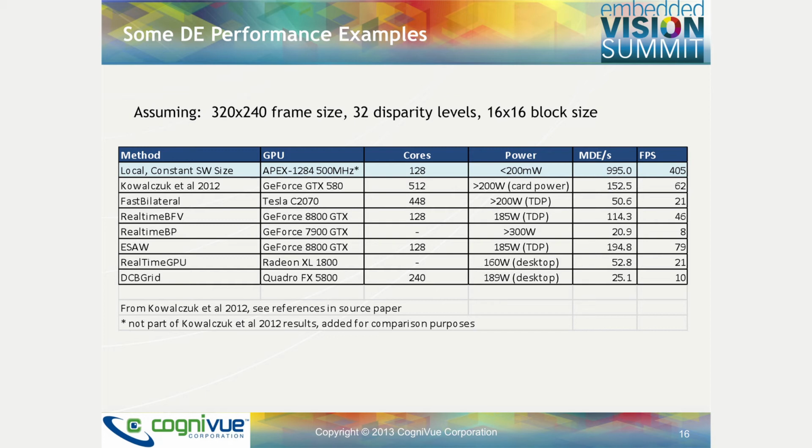We're looking at GPUs with cores in the range of 100-some to 500-some cores, and 200 watt, 150 watt. What we found is that we were actually able to achieve with 128 cores better performance in terms of million disparity estimates per second and much better frames per second at much lower power, at less than 200 milliwatt versus 200 watt. So that was nice, but now we can talk a little bit more about how we achieve that.